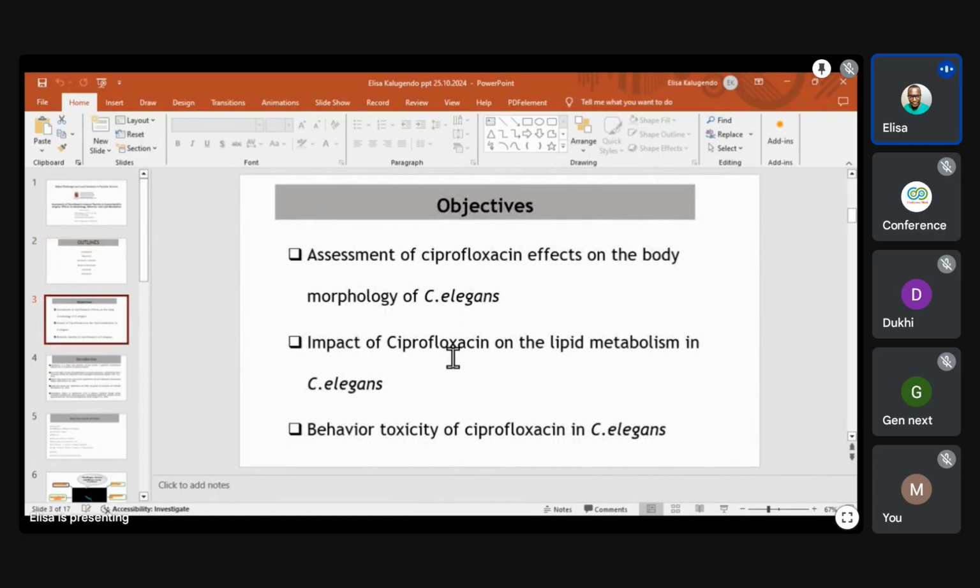My main objective in this study was to assess the effect of ciprofloxacin on the body morphology of C. elegans. The second was to check the impact of ciprofloxacin on the lipid metabolism. And the final objective was to assess the behavioral toxicity of ciprofloxacin in C. elegans.